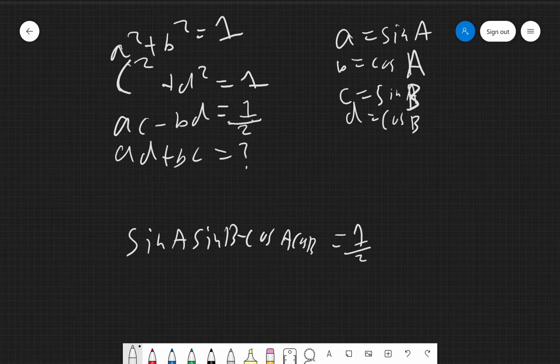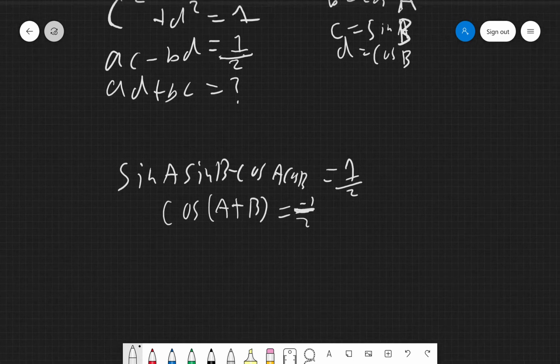So now we can actually define our variables differently and get a better equation. By the way, we have the negative cosine of a plus b equals 1/2, so cosine of a plus b, which is much better to deal with, is equal to negative 1/2. So we can do that, or we can just define them differently. We can say that a equals cosine of a, and b equals sine of a, and then c equals cosine of b, and then d equals sine of b. So we switch c and d, and we switch a and b, and then we get this same thing.